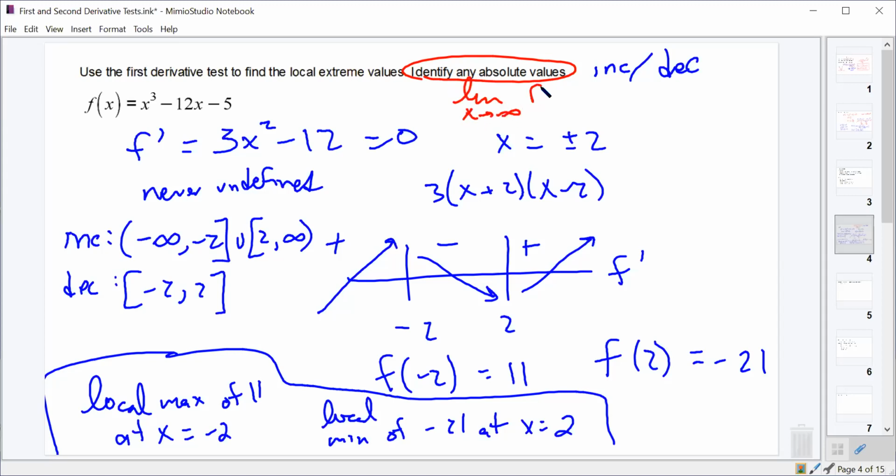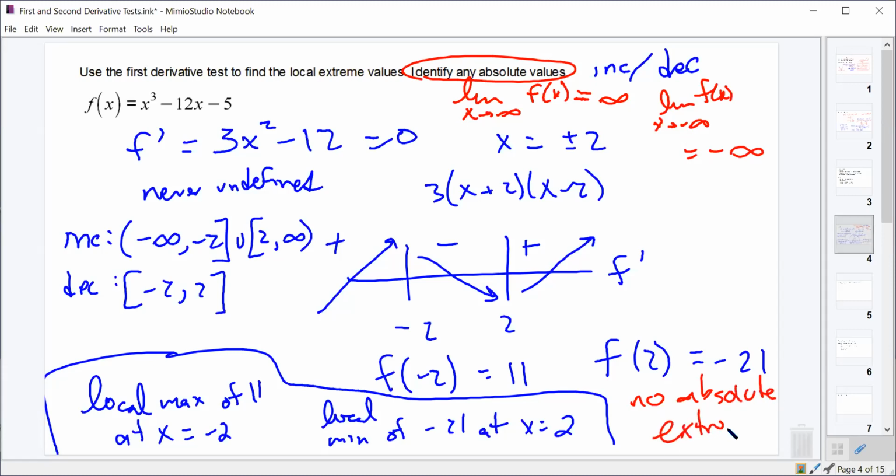What's the limit as x approaches infinity of f of x? It should just be infinity. And basically the same idea: what's the limit as x approaches negative infinity of f of x? It's negative infinity, right? And so we know that our function gets larger forever as we go toward the right, and it gets smaller forever as it goes to the left. We say it increases or decreases without bound. Therefore it's definitely not going to have any absolute extrema.